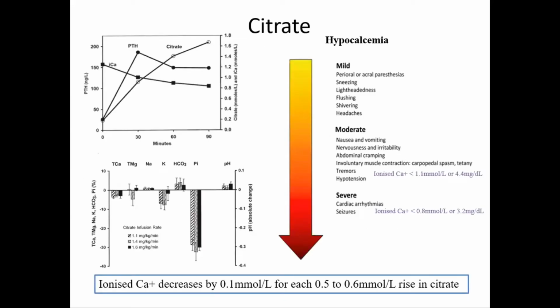We are all aware of the citrate complications. As the citrate level increases, our ionized calcium level decreases, and the symptoms of hypocalcemia will start manifesting at 30 minutes. The symptoms will be minimal in the initial 30 minutes because of the compensatory rise in parathyroid hormone. But beyond 30 minutes, the patient is going to have increased symptoms of hypocalcemia as the citrate level increases. This is the wide range of hypocalcemic symptoms. The ionized calcium should be kept above 1.1 millimoles.